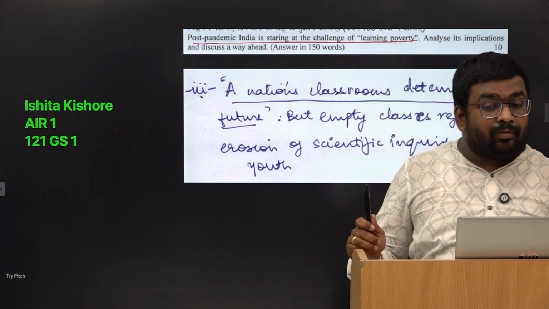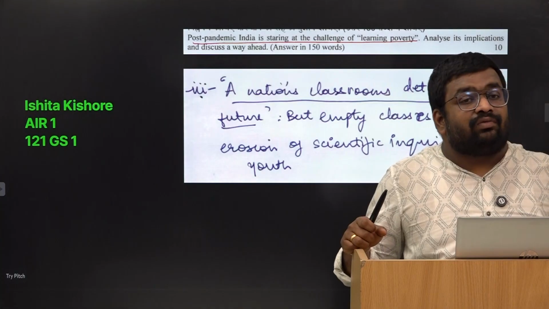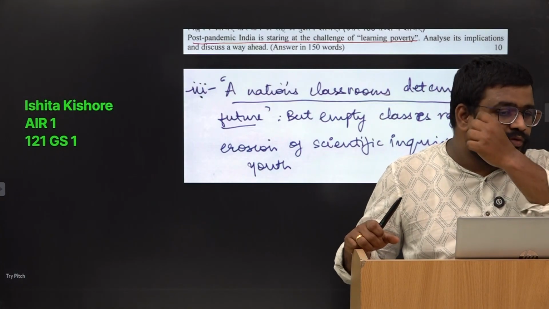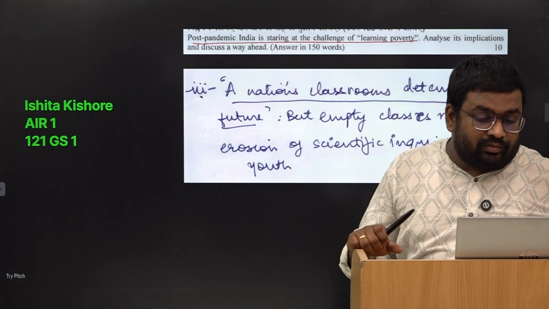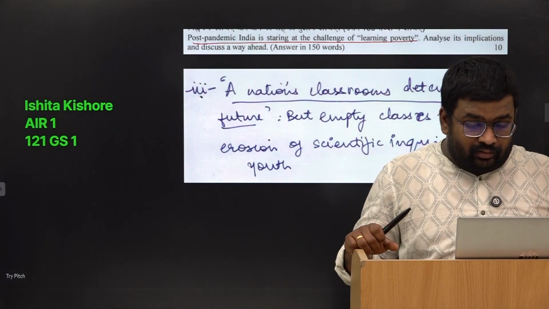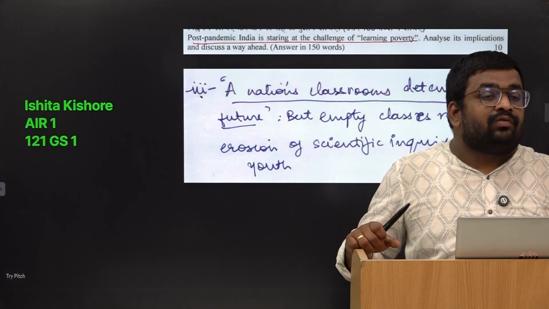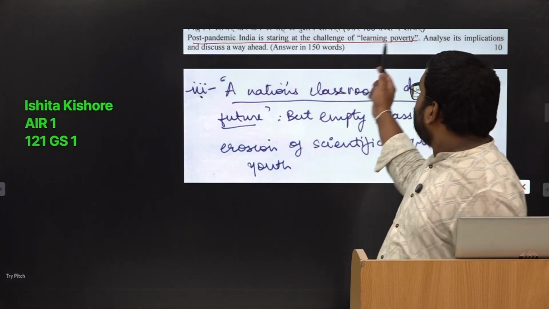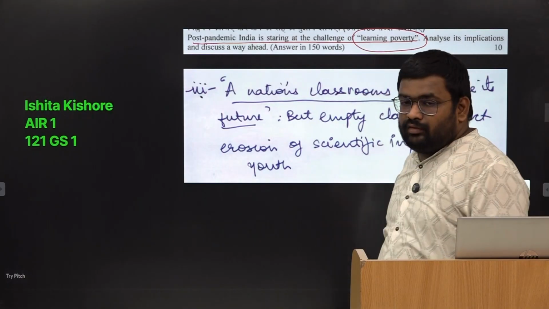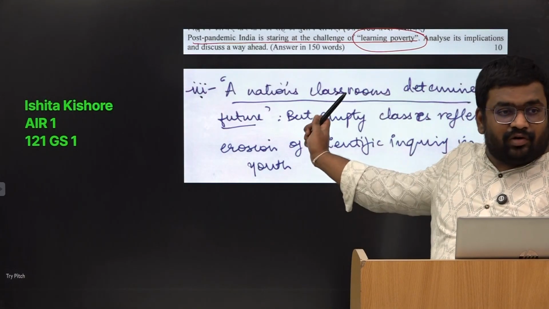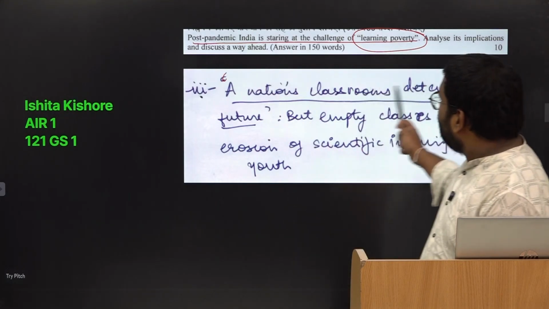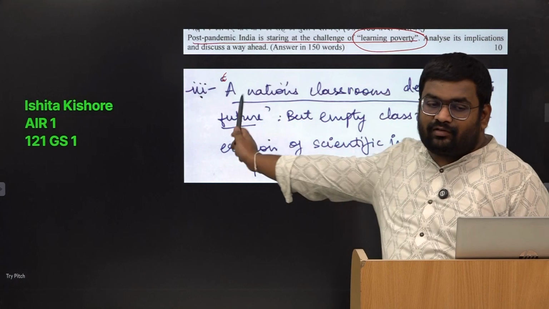So the majority of normal aspirants will start with data, any kind of data with respect to learning poverty. Others will start by defining learning poverty because it is a concept. But what she has done is she has started with a quote: a nation's classroom determines its future.